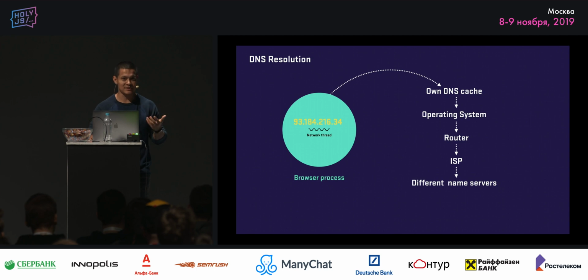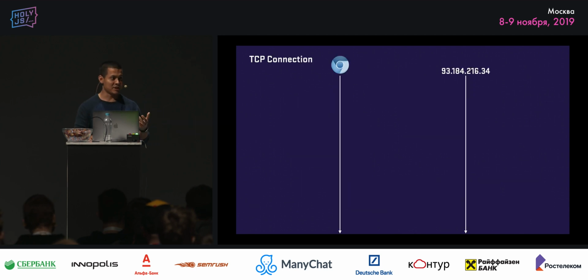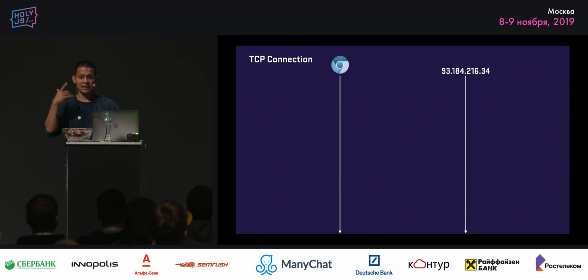So it does just that in a process called the TCP connection. So if DNS resolution is like finding out the phone number of the person you want to call, establishing a TCP connection is like actually making that call, right? And just like when you make a call, you start off the conversation by saying hello to each other. Chrome and the server, they're going to do the exact same thing. They're going to say hello to each other in a process we call the TCP handshake. And it works like this.